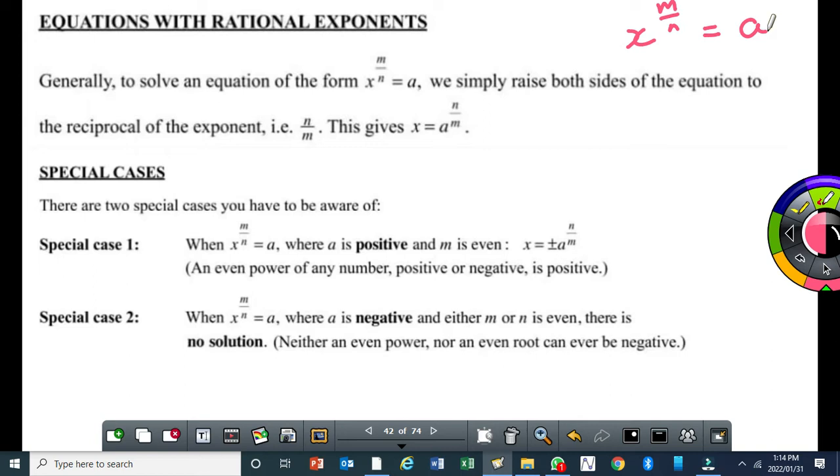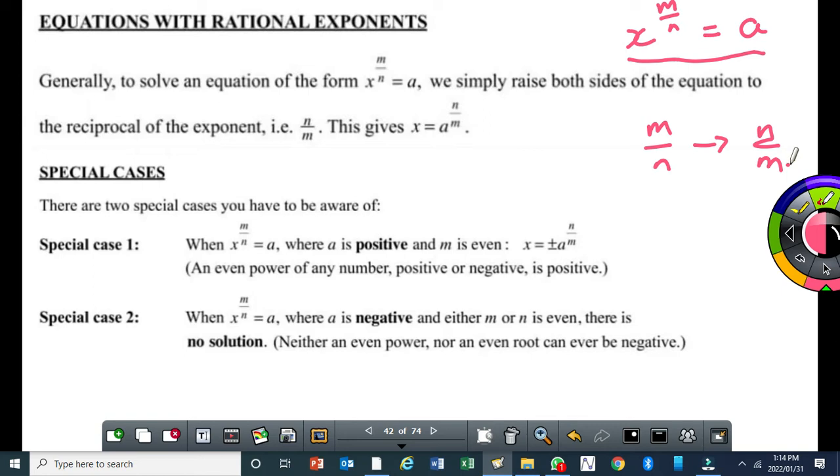Now, there are some techniques that you are supposed to know. Generally, if you are given an equation like that, you can solve for x by making the coefficient of x equal to 1. To do that, you multiply the exponent of x by its reciprocal. The reciprocal of m over n is n over m. So we multiply the exponent by its reciprocal.